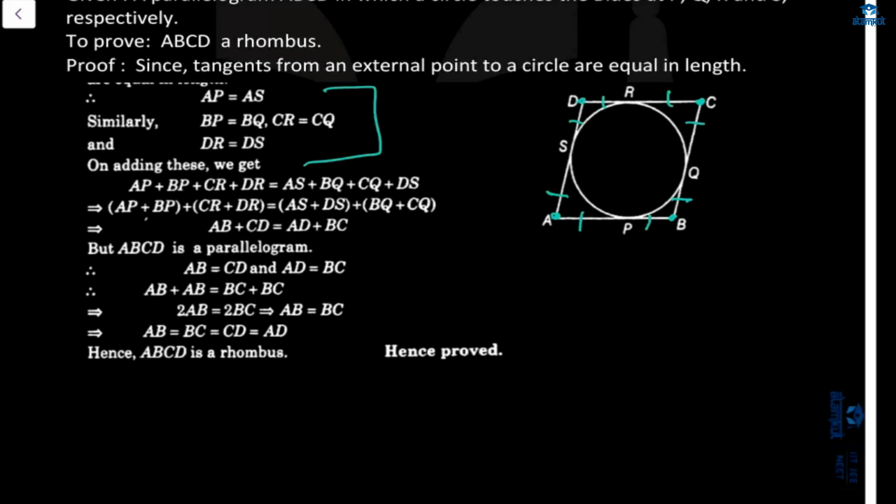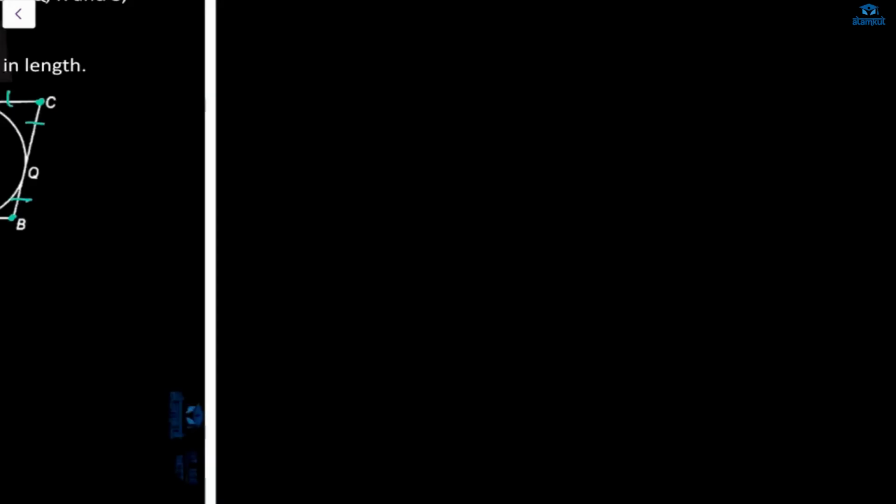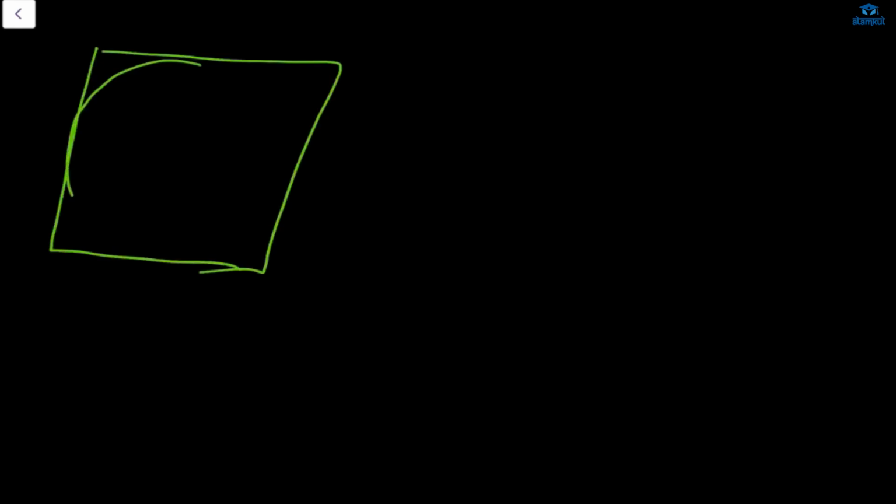Let me draw this figure here, and then we'll quickly do it. This is a very short question. We just draw it. So I have written A, B, C, D.